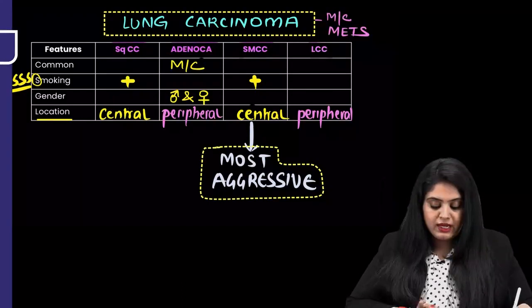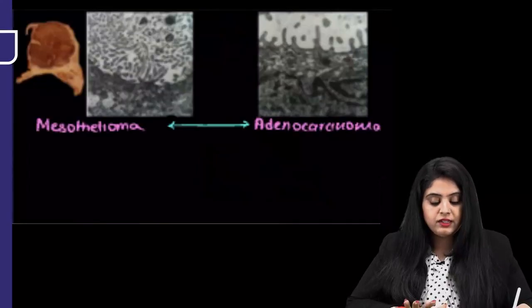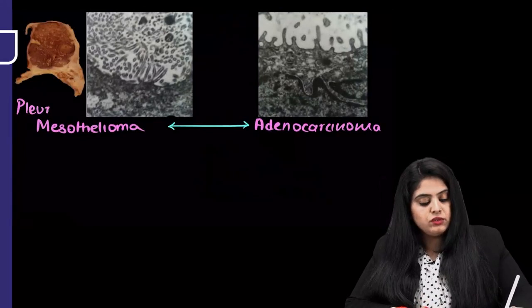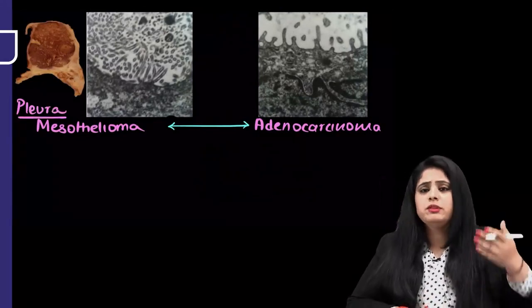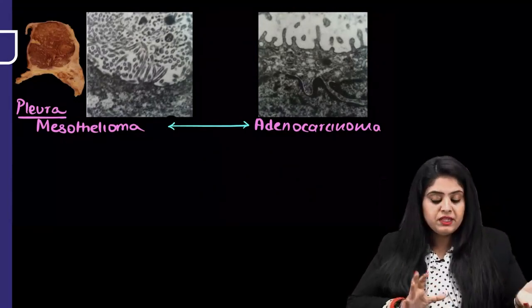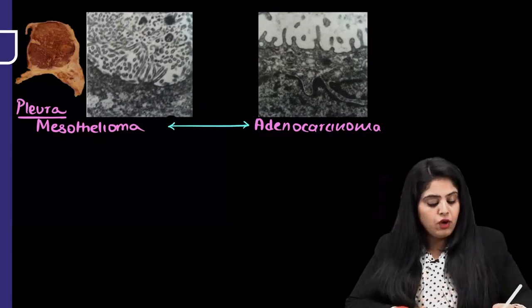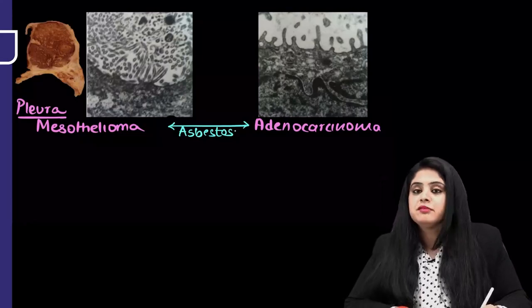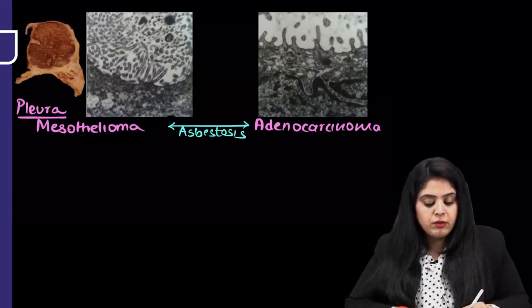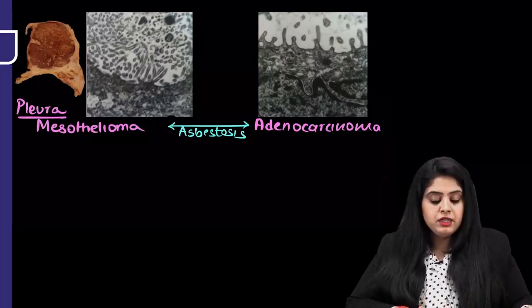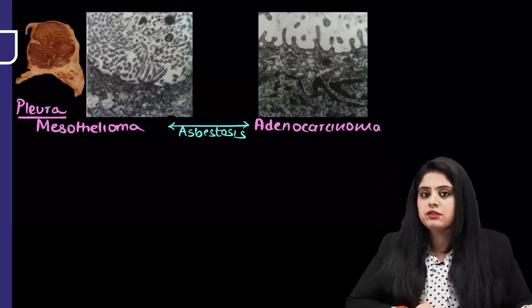Before I end, there is one last tumor that I want all of you to practice with me, and that is a pleural tumor, a tumor arising from the pleura, and that is mesothelioma. I could have just taught you mesothelioma in 2 minutes and walked off, but why am I comparing mesothelioma with an adenocarcinoma? What is common? Both of them follow the same exposure. Remember, asbestosis could cause adenocarcinoma commonly and mesothelioma specifically. So the history of asbestosis will come in both.